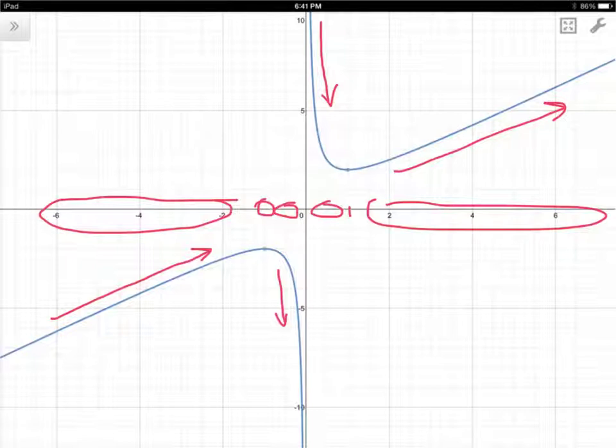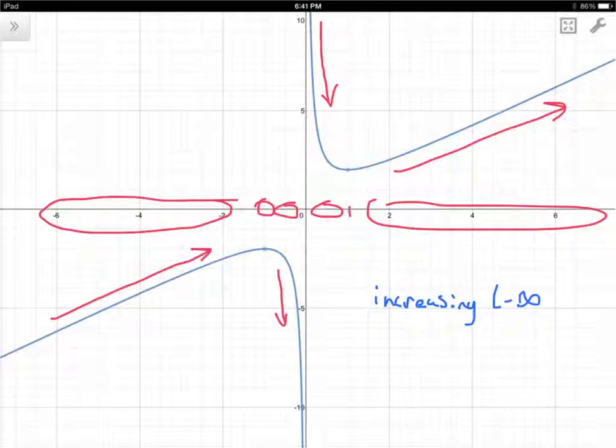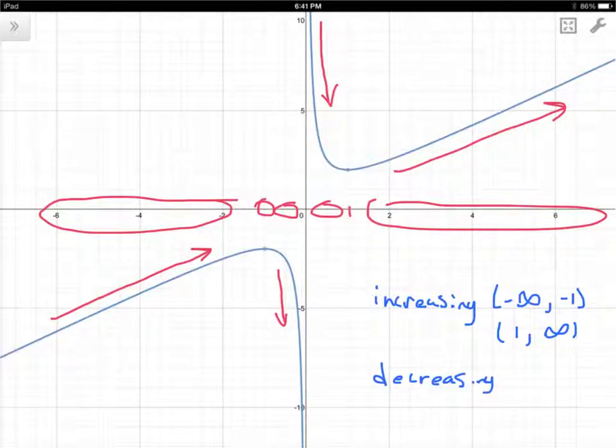Now when you write these intervals, you got to be careful because we can't count 0. So we would say increasing, let me write this over here. We're increasing in 2 places, from negative infinity to -1, and from 1 to infinity. And then we're decreasing on 2 intervals also. We can't say just from -1 to 1 because 0 is undefined. So we have to go -1 up to, but not including 0. And then 0 up to 1. So that's how you're going to write that.